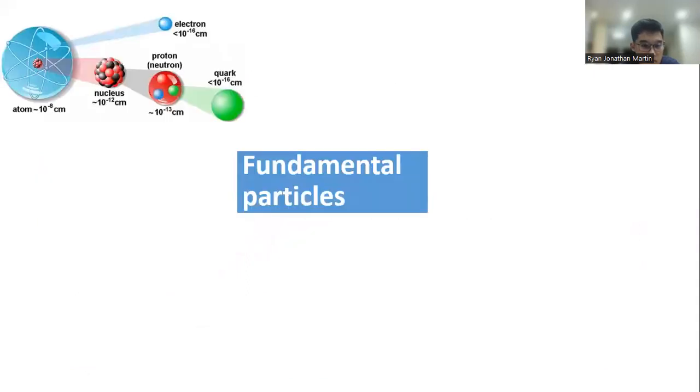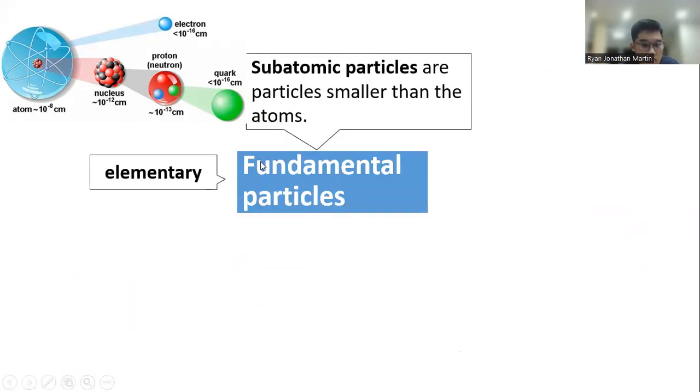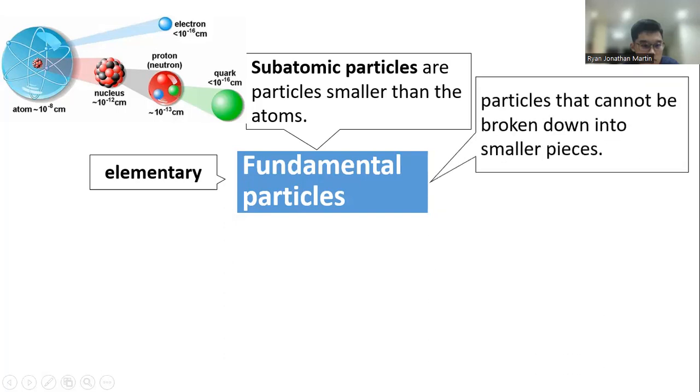Okay, fundamental particle. That's the size of your atom in cm, size of nucleus. Proton or neutron is about there, slightly smaller than 10 to the power minus 12. Remember this in cm. Quark is smaller still. Elementary or fundamental particle. Subatomic particles are particles smaller than the atom. Particles that cannot be broken down into smaller pieces.